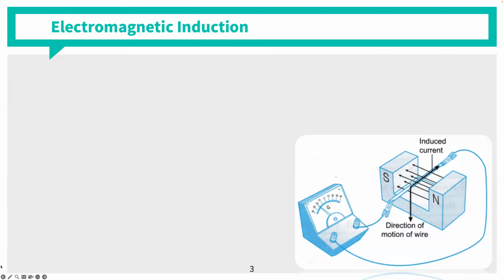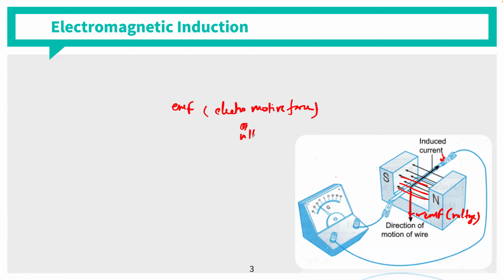For example, as you can see here, there is a conductor which is moving downward, cutting the magnetic field lines. There will be EMF induced in this conductor. What is called EMF? EMF is nothing but basically voltage. The full form for EMF is electromotive force, which is also known as voltage or potential difference.